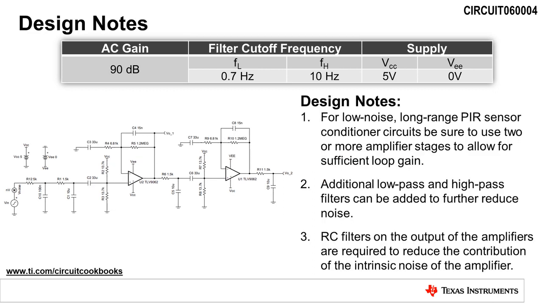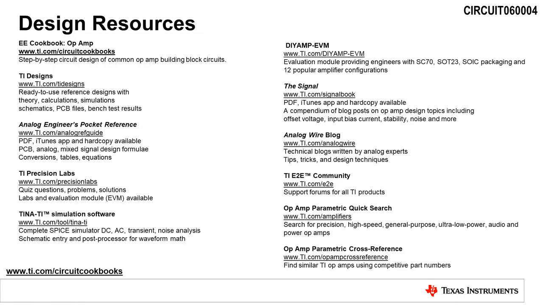When designing a low noise, long range PIR sensor conditioner circuit, there are a few design notes to be aware of. First, be sure to use 2 or more amplifier stages to allow for sufficient loop gain. Next, additional low-pass and high-pass filters can be added to further reduce noise. Finally, RC filters on the output of the amplifiers are required to reduce the contribution of the intrinsic noise of the amplifier.